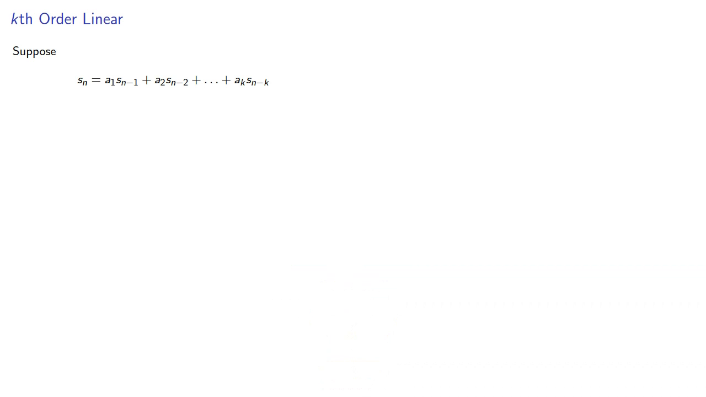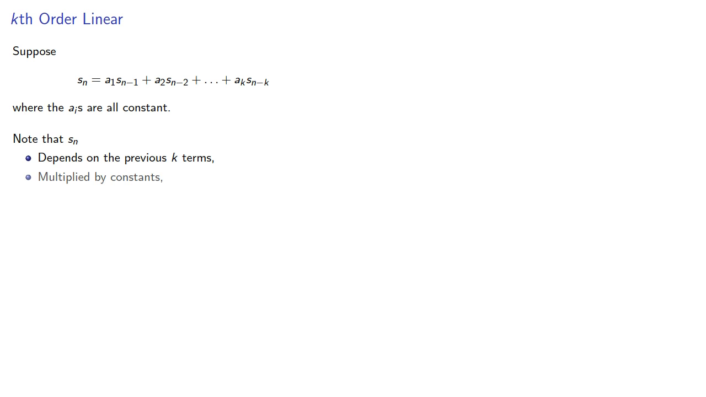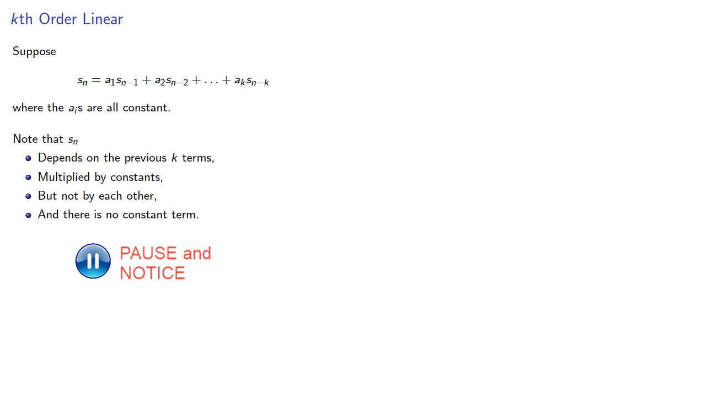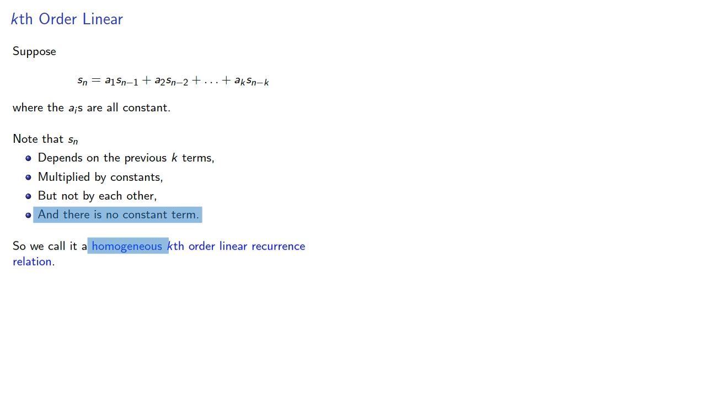Suppose the terms of a sequence can be computed by some formula like this, where the a_i's are all constant. Note that the term S_n depends on the previous k terms, multiplied by constants, but not by each other, and there is no constant term. So we call it a homogeneous, kth order, linear recurrence relation.